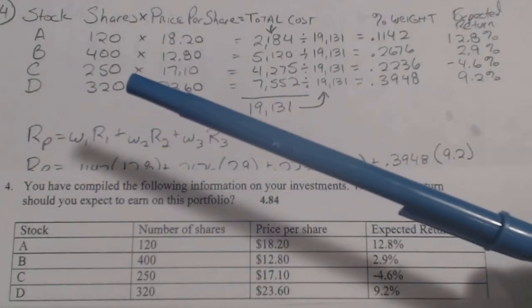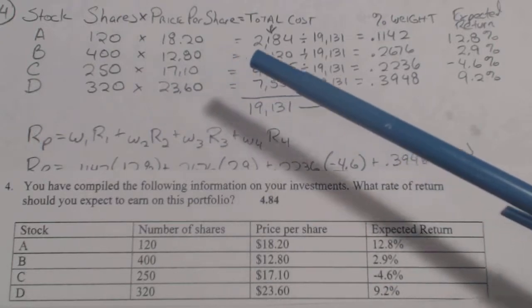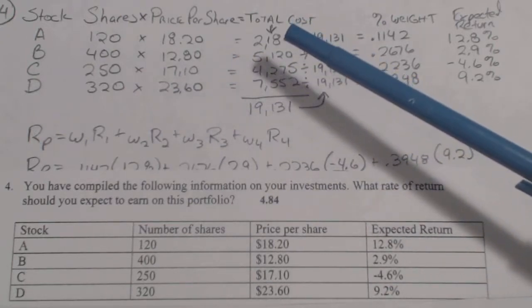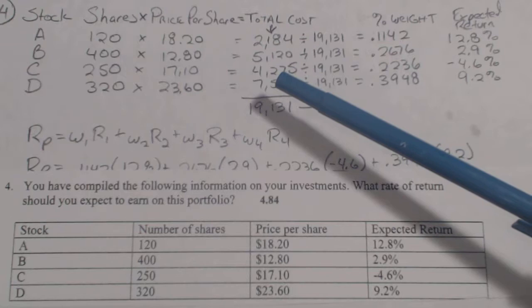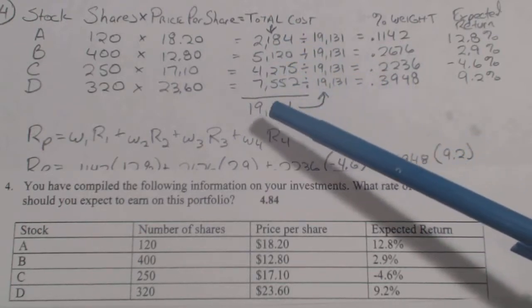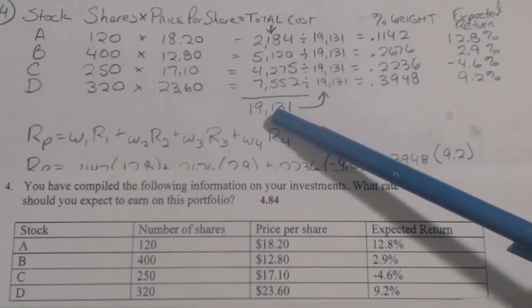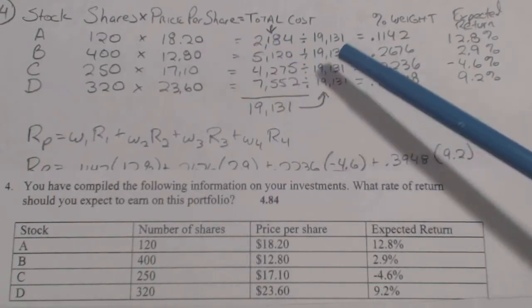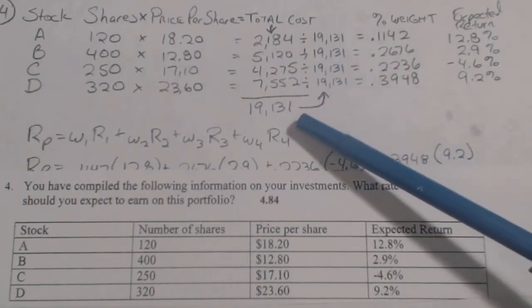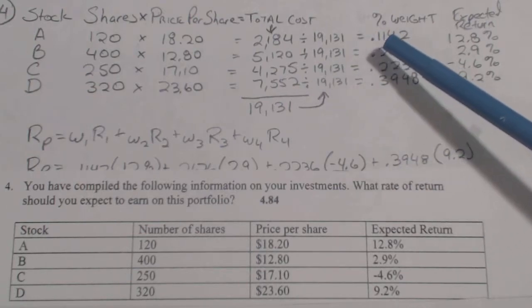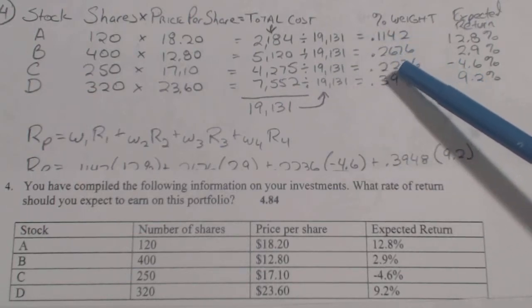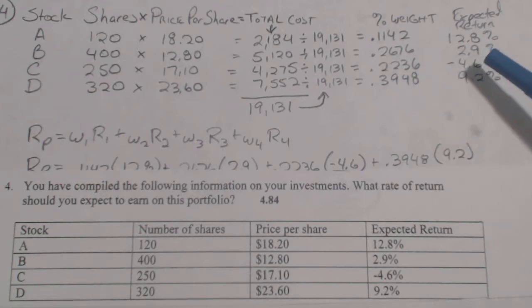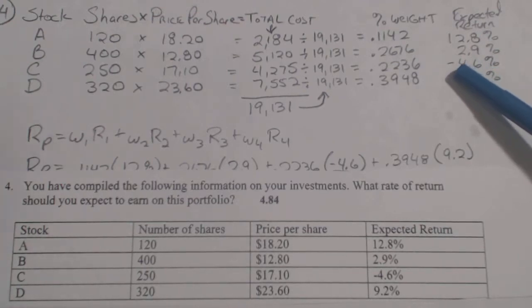You need the stocks, you need the shares, you need the price, but you got to extend the price. So this is the total cost per stock and then the total overall. Now you can get the weighted average. You get the weighted average by taking the total cost per stock divided by the total cost of your portfolio. That gives you the percentage of weighted average, which you need, and then you can multiply times the expected return, and that'll give you the return on your portfolio.